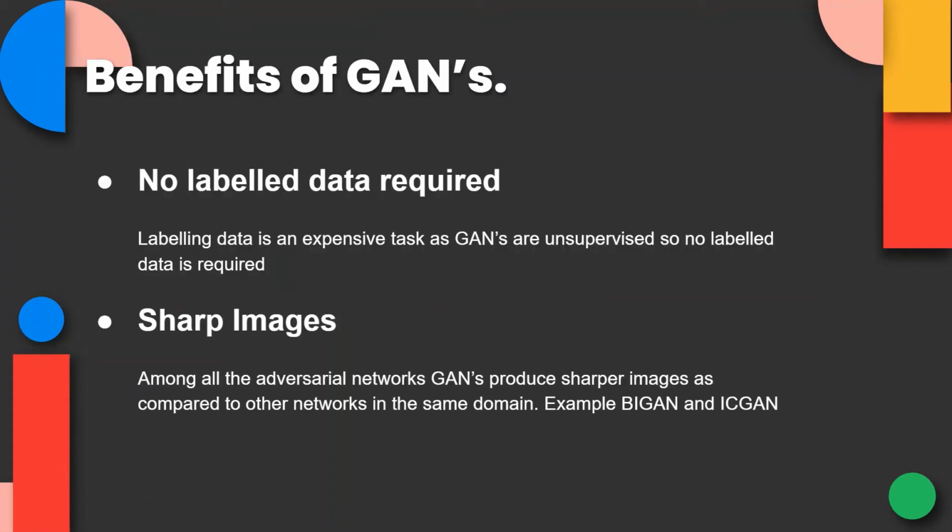Moving on to the benefits of GANs, as we discussed, GANs require no labeled data. As you know, labeling data is a very compute-heavy as well as expensive task. So as GANs are unsupervised, they don't need any labeled data. GANs produce sharp images. All the adversarial networks till now don't produce such sharp images as GANs produce. BigGAN and ICGAN have been a major improvement in the sharpness of images provided by GANs.